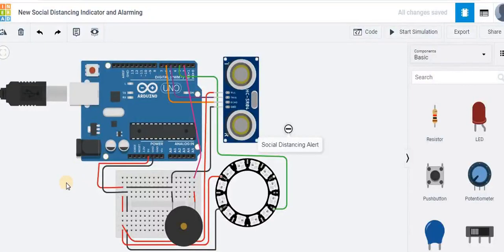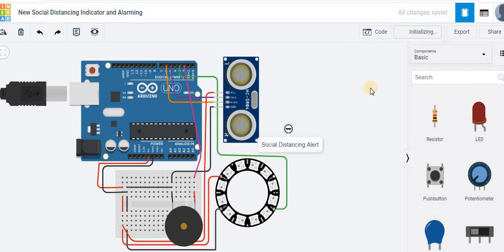As you can see from the connection, the ultrasonic sensor trigger and echo pins are connected to digital pins D5 and D6 of the Arduino Uno board. The input pin of the NeoPixel ring is connected to digital pin D3 of the Arduino Uno board. The piezo buzzer, the output, is considered a digital output and is connected to digital pin 2 of the Arduino Uno board. Now let's check out the programming, but before going to the programming, let's first see the simulation.